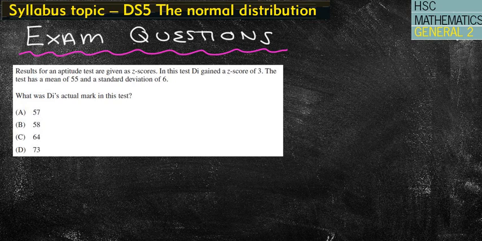Okay, so the first question, we've got a multiple choice. Results for an aptitude test are given as z-scores. In the test, Di gained a z-score of 3. The test has a mean of 55 and a standard deviation of 6.